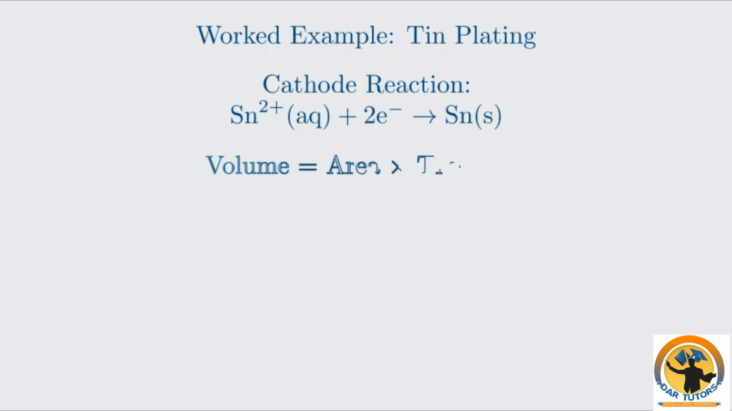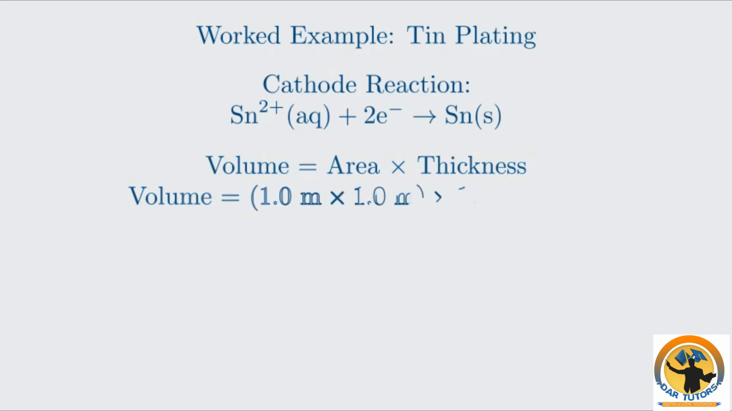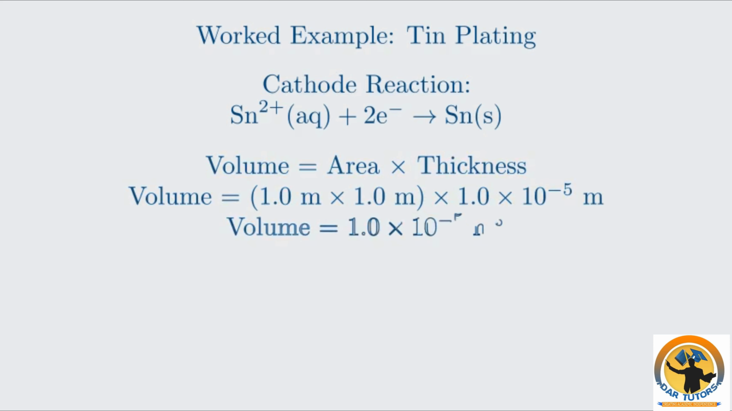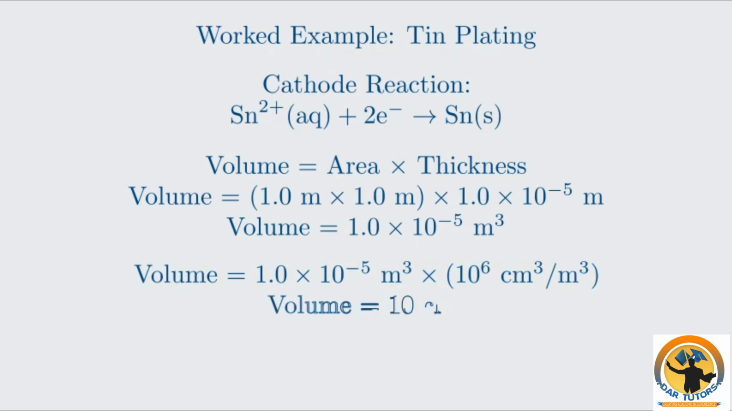Volume is area times thickness, which gives us 1.0 times 10 to the minus 5 cubic meters. We need to convert this to cubic centimeters because the density is given in grams per cubic centimeter. There are 100 centimeters in a meter, so 100 cubed, or 10 to the power of 6 cubic centimeters in a cubic meter. Multiplying our volume by 10 to the 6 gives us 10 cubic centimeters.